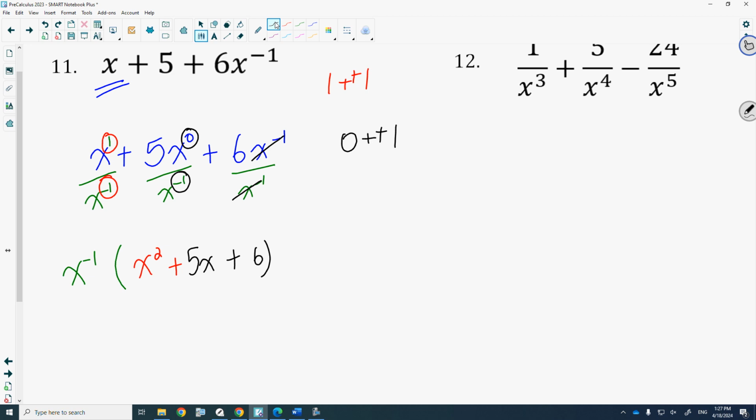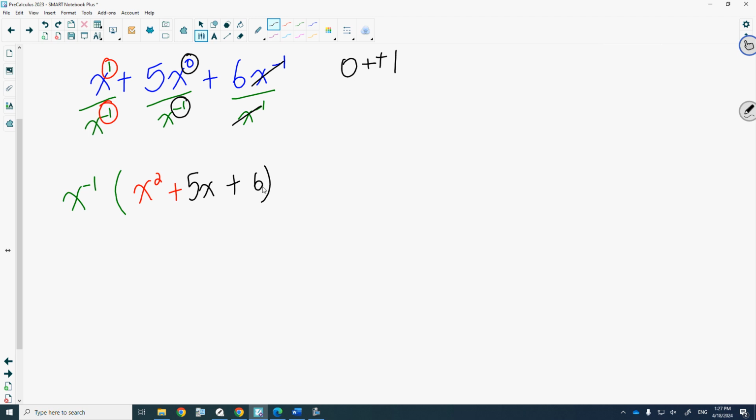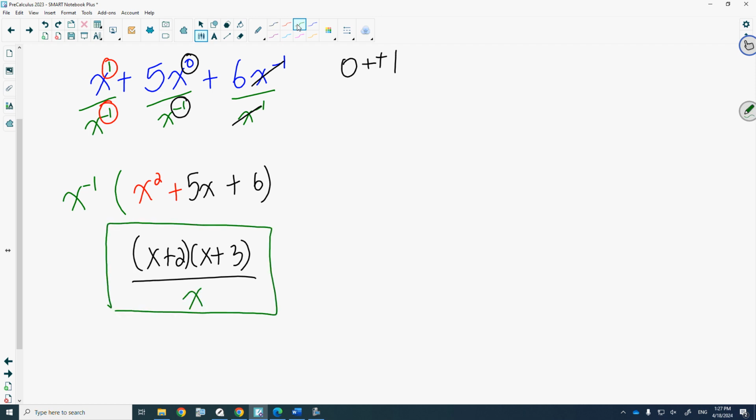Then you do want to look at this, and you want to say, can this be factored? This could be factored by inspection. Two numbers that multiply to 6 and sum to 5. So for this one, we've got 2 and 3. x plus 2, x plus 3. And then there is an x to the negative 1 in front, but I'm going to reciprocate that, and I'm going to bring that x to the denominator to make it positive. Okay, so that would be my answer for that one.